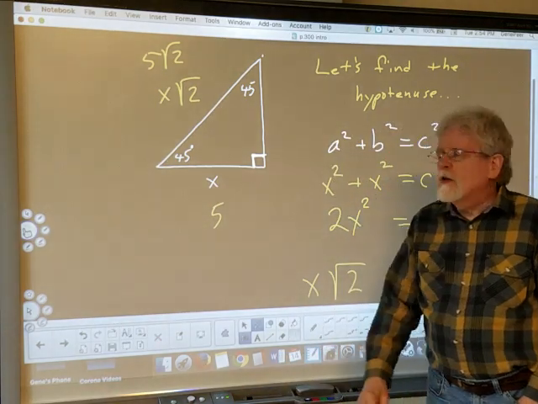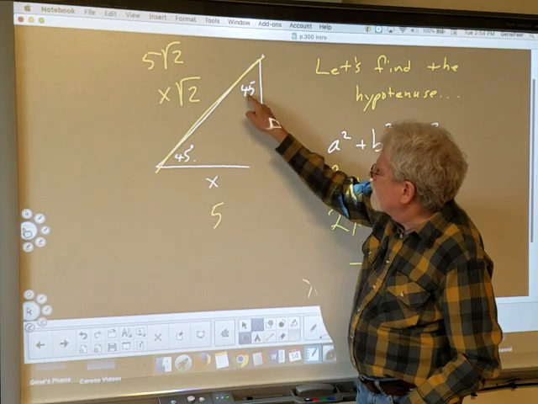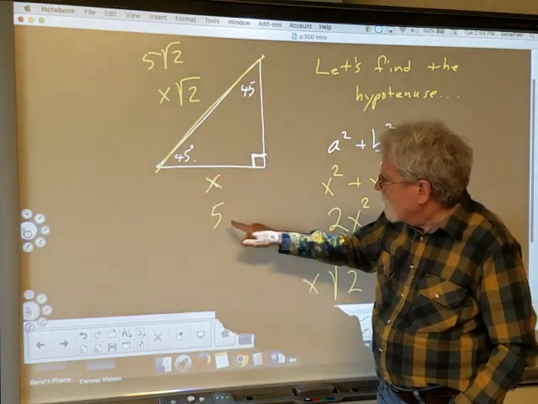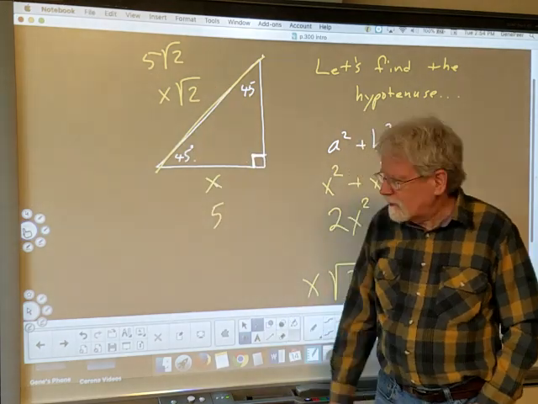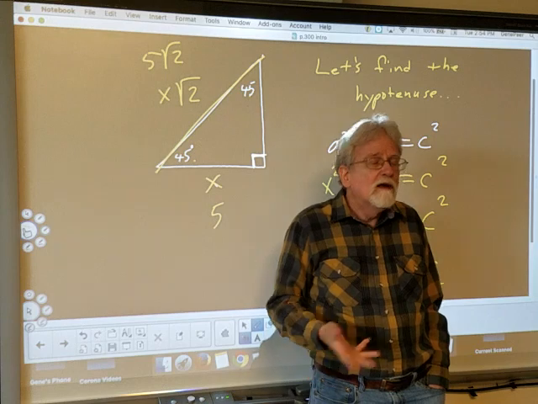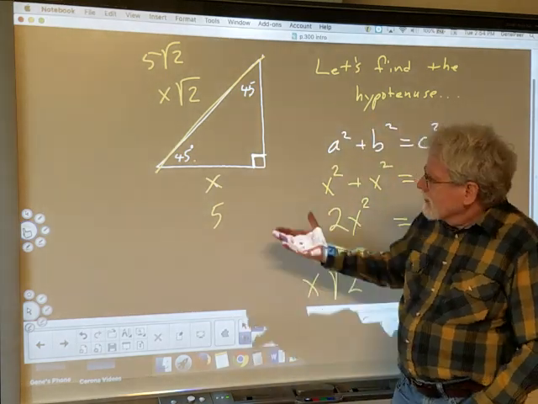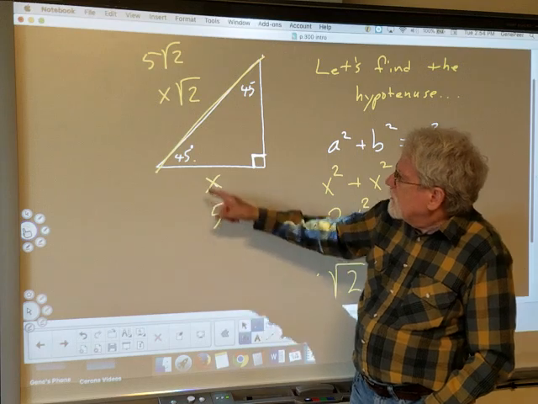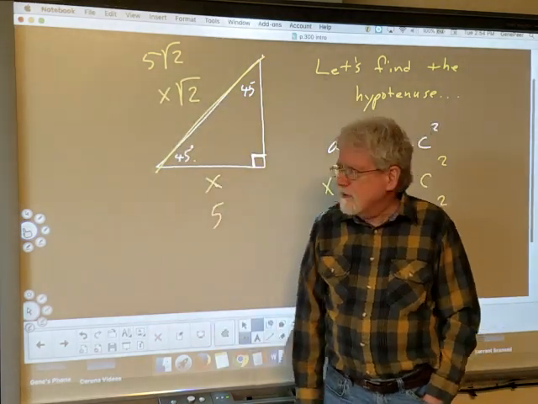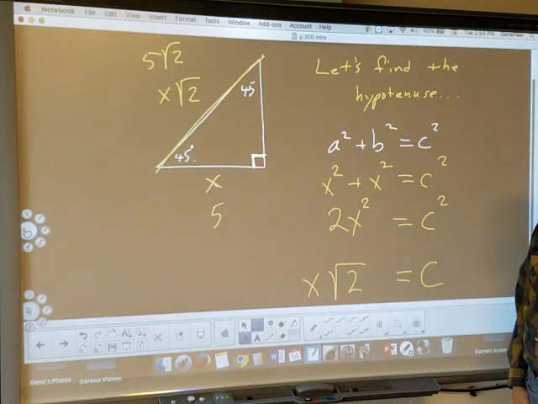Yes, all you have to do to find the hypotenuse of a 45-45 triangle is take the leg and stick a square root of 2 next to it. Yes, I know that's terribly unmathematical language. Stick it next to it. Yeah, but that's how I think of it. Just take your leg and stick a square root of 2 next to it. You've got the hypotenuse. Well, that seems way too easy. Yes, it is. Way too easy.